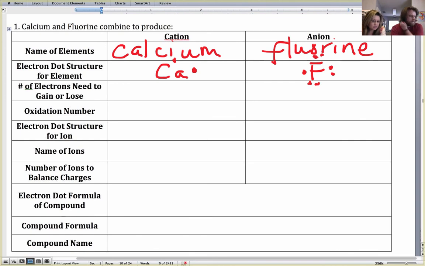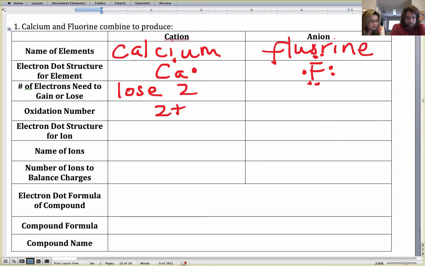Okay, so calcium can either lose 2 or gain 6. Losing 2 sounds easier. So it's going to lose 2. And if it loses 2, what's the oxidation number? Losing 2 negatives gives me a positive 2 oxidation number. Okay, I got that part.